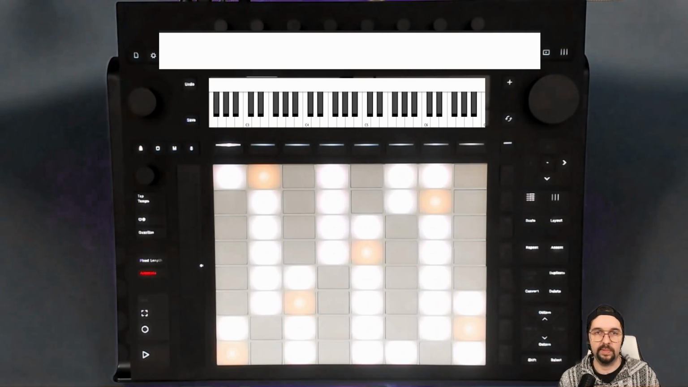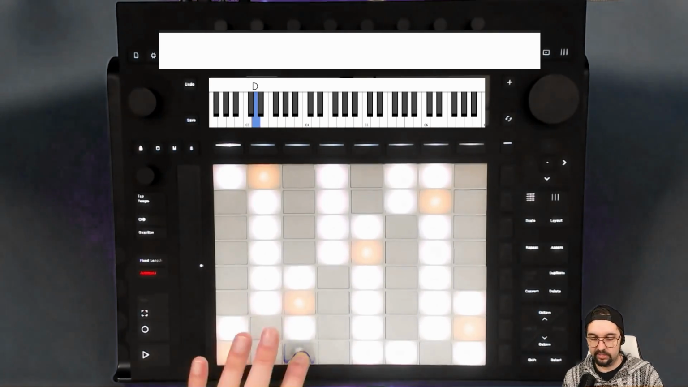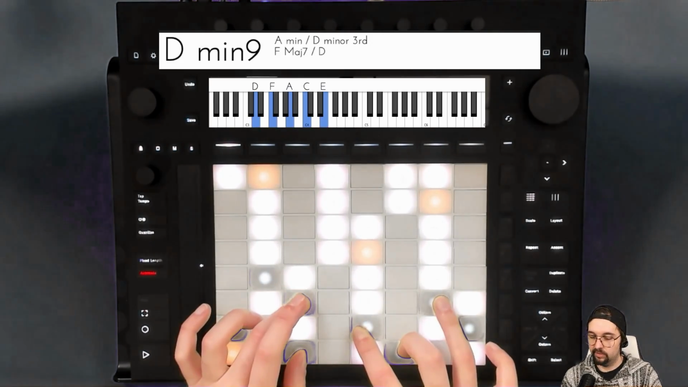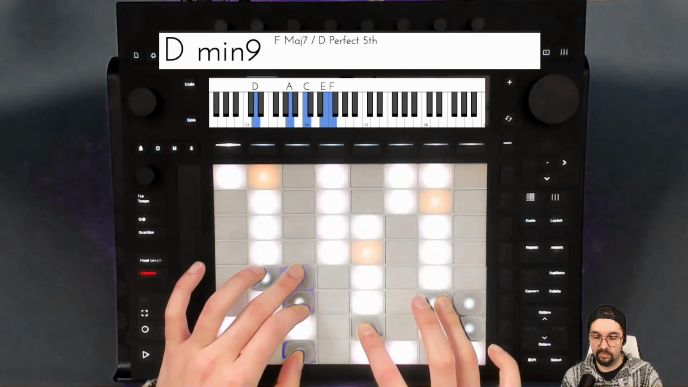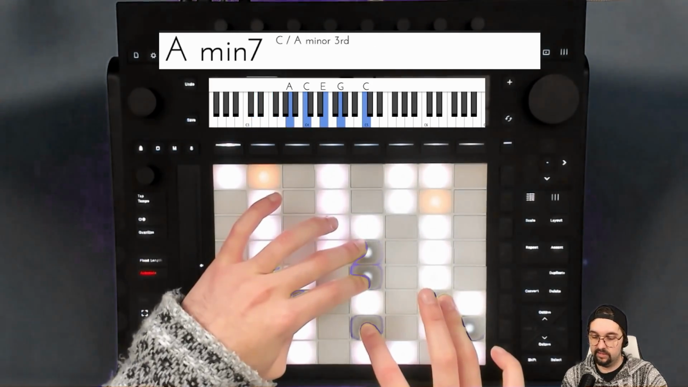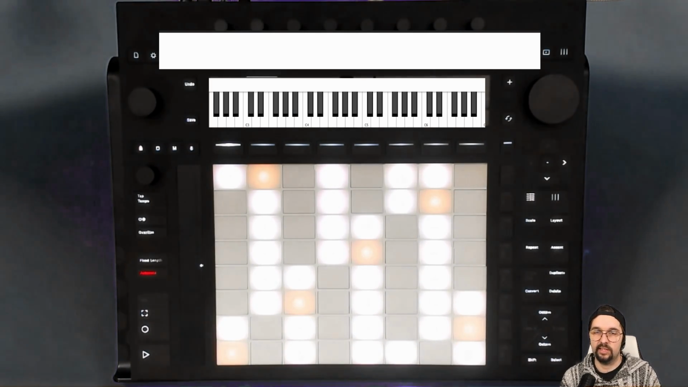Same goes for something like maybe D minor 9. Okay, we got a D here. We can play a D minor 9 like this, or we could play the same chord like this, or we could maybe play the same chord like this. There's a lot of different ways to play the same thing.